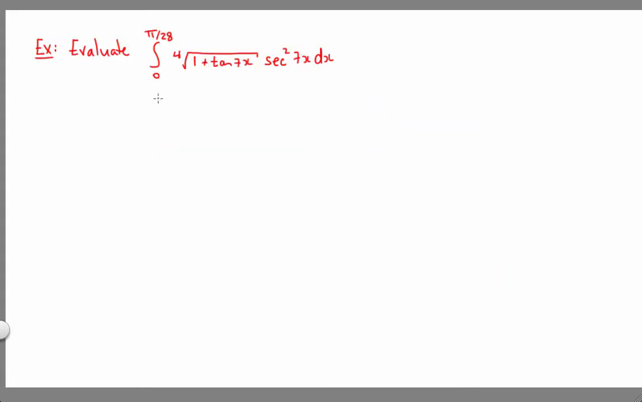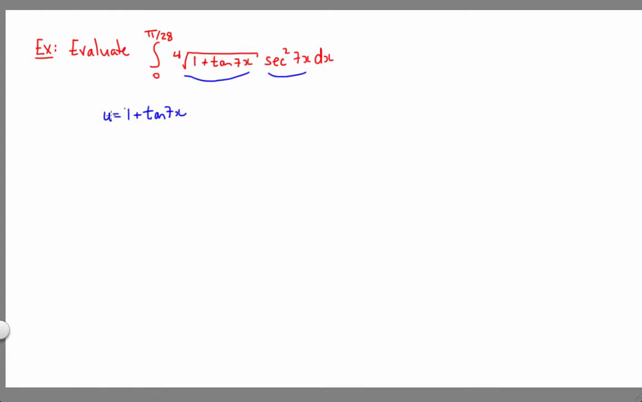So let's try a definite integral now. We're going to integrate the following expression from 0 to pi over 28. We're hoping to get something that looks like the power form, and in looking at this integral, I'm seeing two parts to the integrand here. I'm seeing a 4th root, and I'm seeing a secant squared. We've said that in general you want to let u equal the quantity that's being raised to a power. In this case, u would equal 1 plus tan 7x. This 4th root here is really acting like the power 1/4.